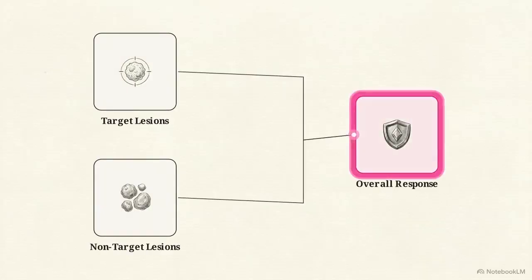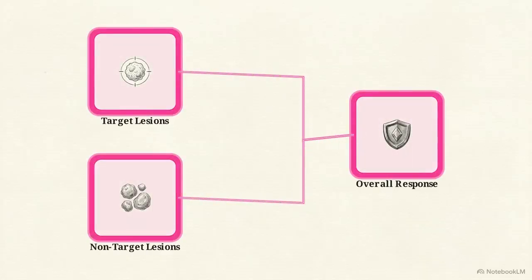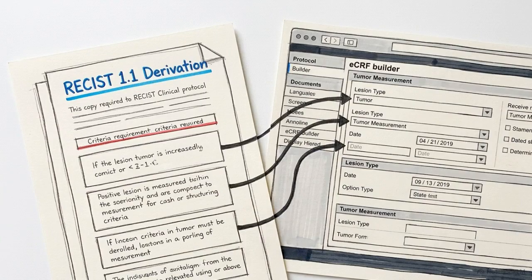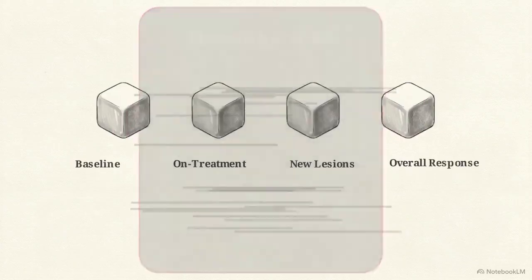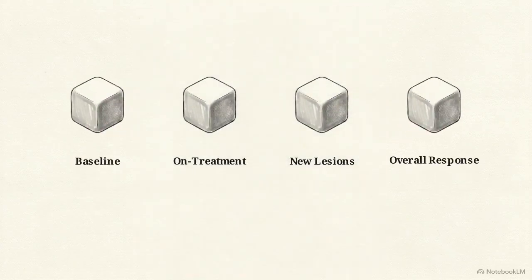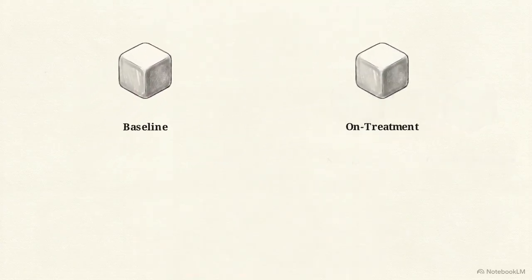To design an effective tumor form, you have to work backward. You look at how the final clinical response is derived and build the architecture to support that exact calculation. A common trap in oncology data management is the attempt to force all tumor assessments into a single, massive eCRF module. We solve this by breaking the eCRF apart into 4 logical modules: baseline, on-treatment, new lesions, and overall response.